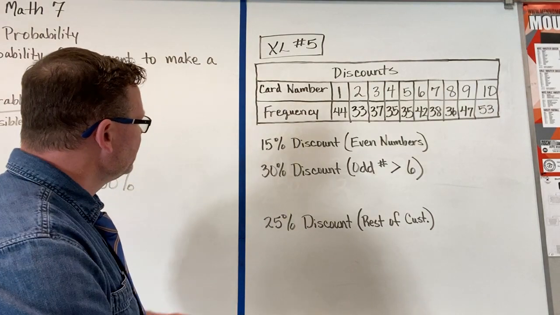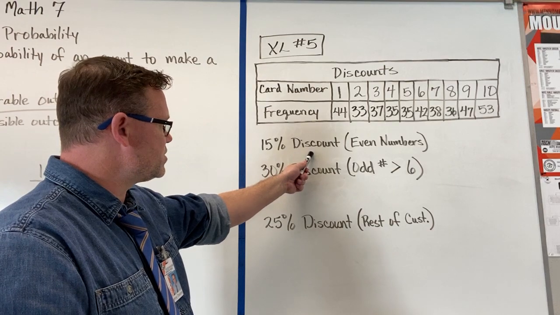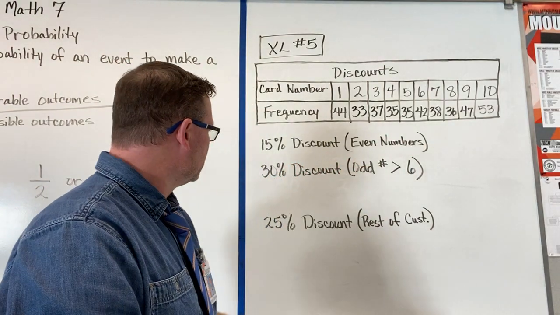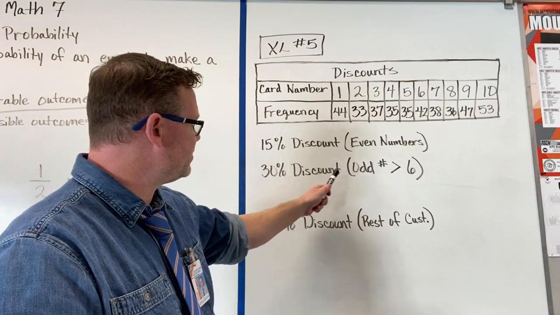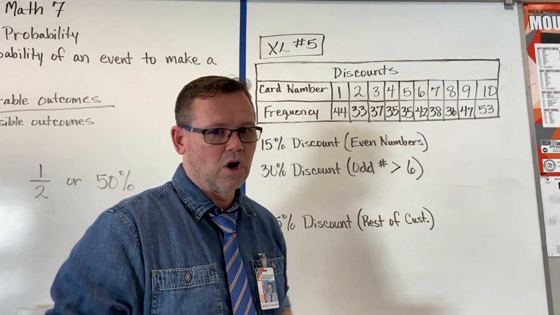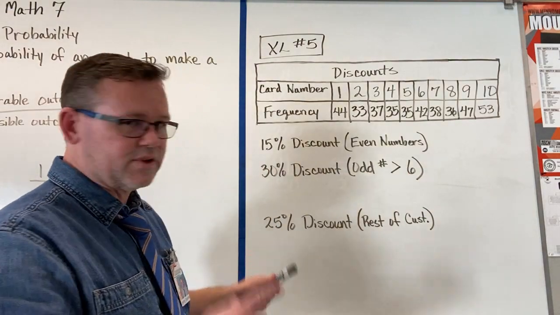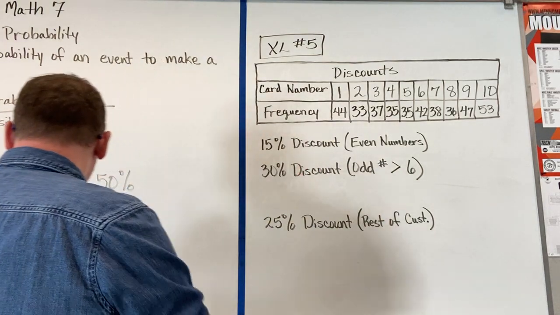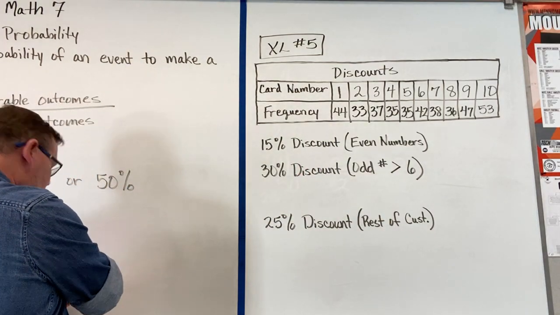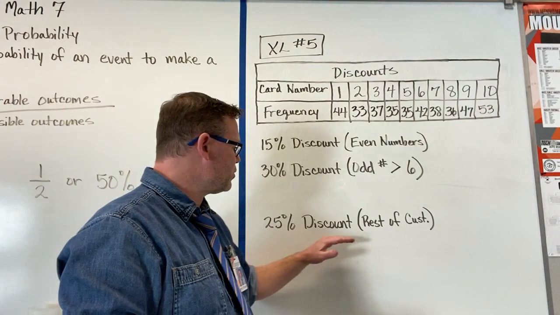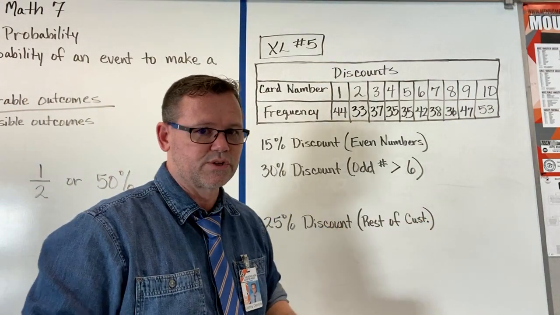So in other words, they could get a 15% discount if they get an even number on their card. They can get a 30% discount if they get an odd number greater than 6 on their card. Okay? You have to think about that one, right? An odd number greater than 6. I'll go through and outline that so you can see it when we go through and calculate it. And then a 25% discount goes to the rest of the customers.